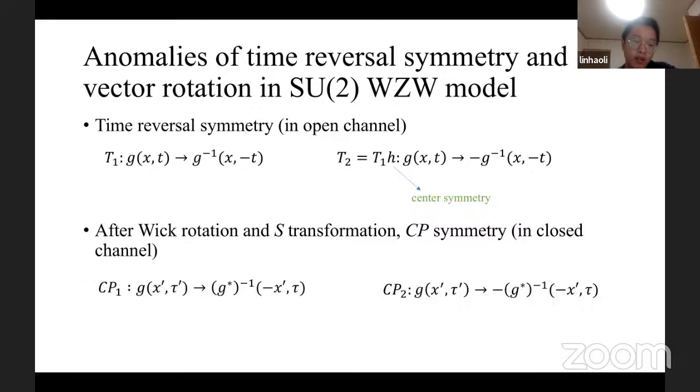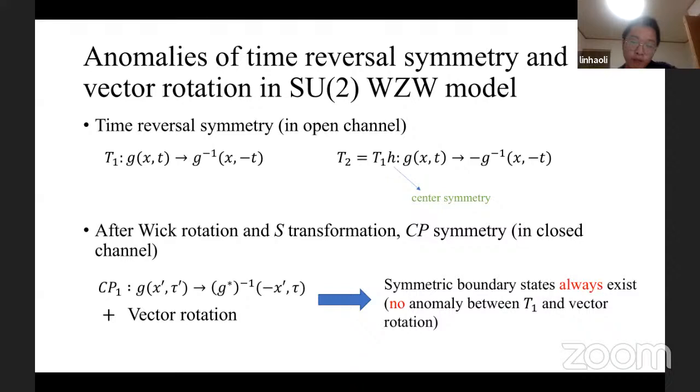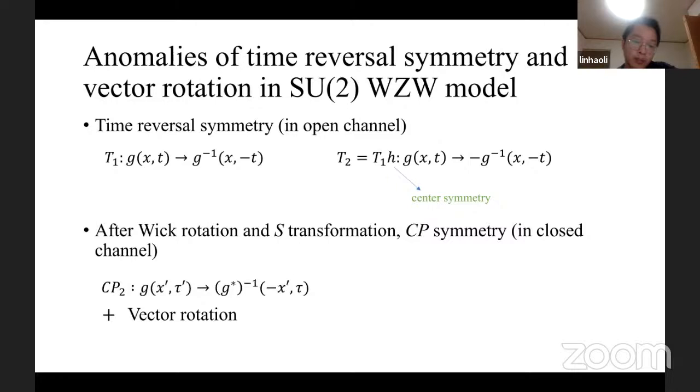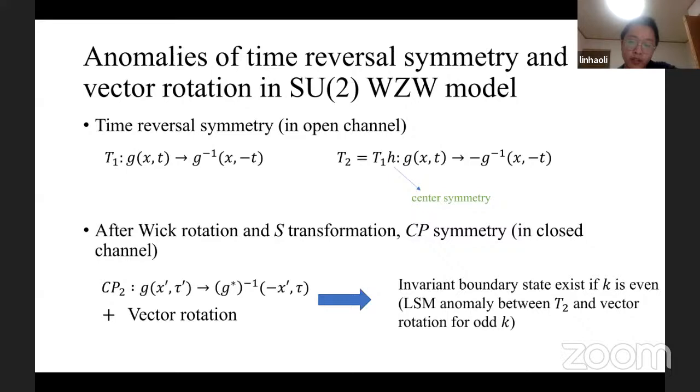So for the CP1 and vector rotation, we found that there is always a symmetric boundary state. Therefore, T1 and vector rotation is anomaly-free. However, if we consider the CP2 and vector rotation, the symmetric boundary state only exists if k is even. Therefore, the T2 and the vector rotation symmetry will have a non-trivial anomaly for the SU(2) Wess-Zumino-Witten model with odd level k. And this will imply a new Lieb-Schultz-Mattis theorem on the lattice.